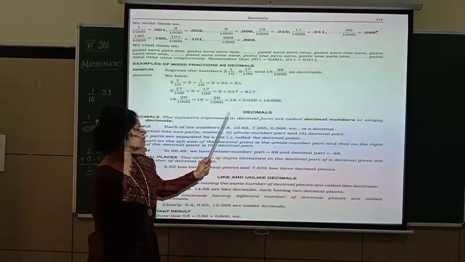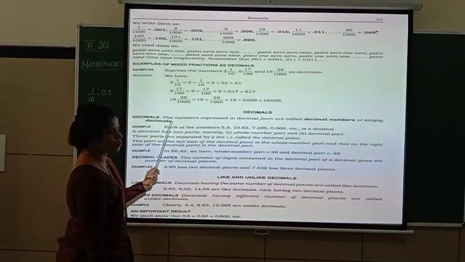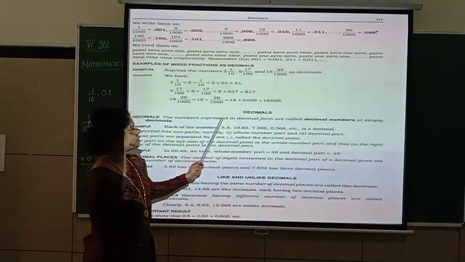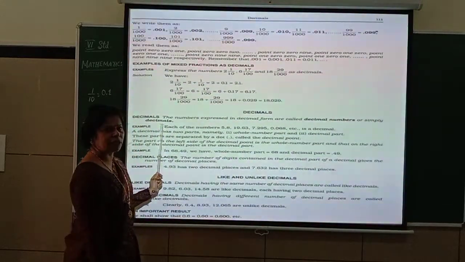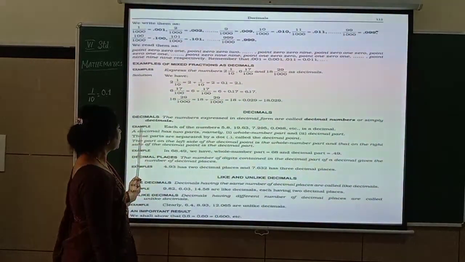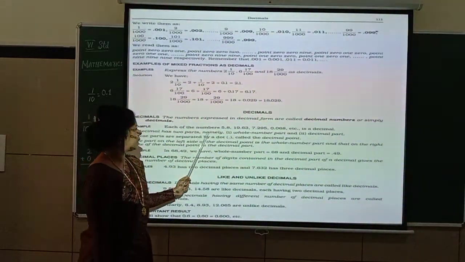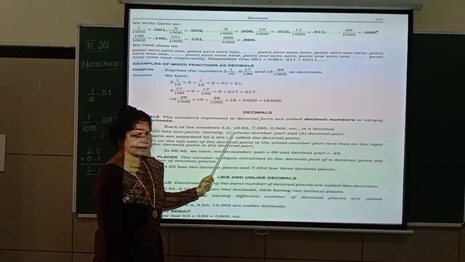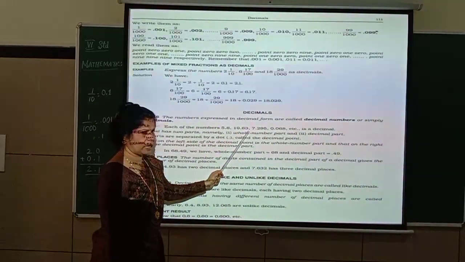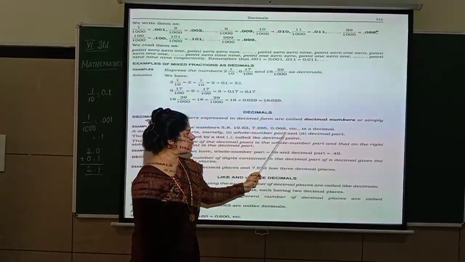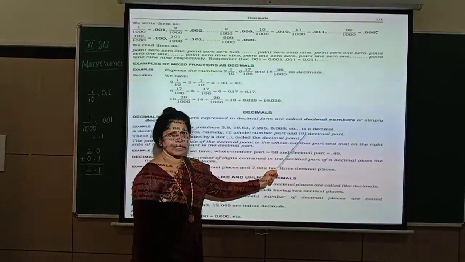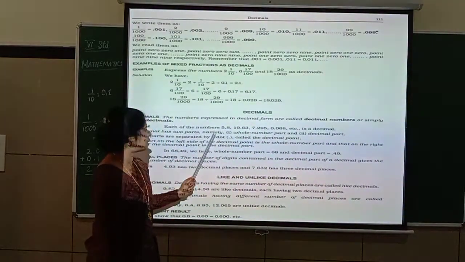Coming to decimals. Decimals means what? The numbers expressed in decimal form are called decimal numbers, or simply we call them decimals. Example, each of the numbers 5.8, 19.63, 7.295, 0.068, etc. is a decimal. Isn't it? Wherever there is a point, we say it is a decimal.